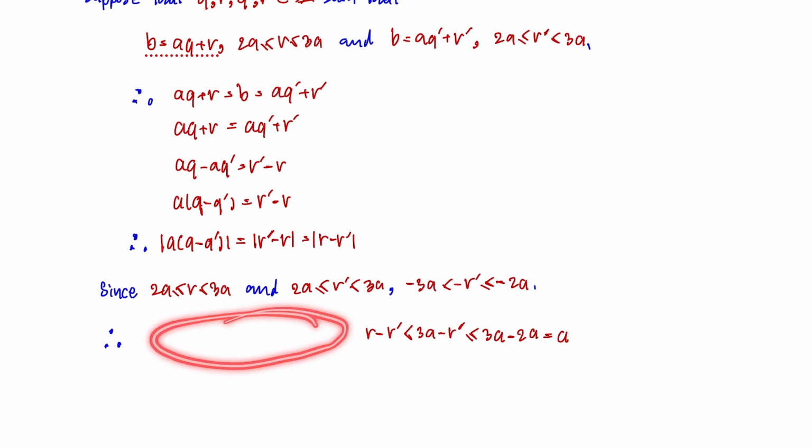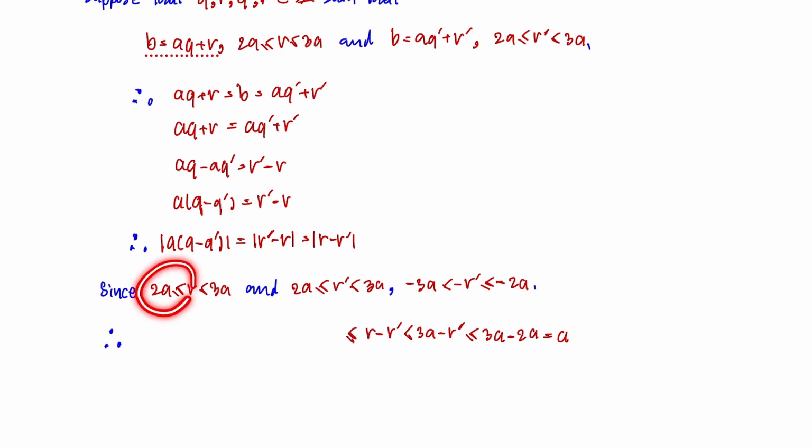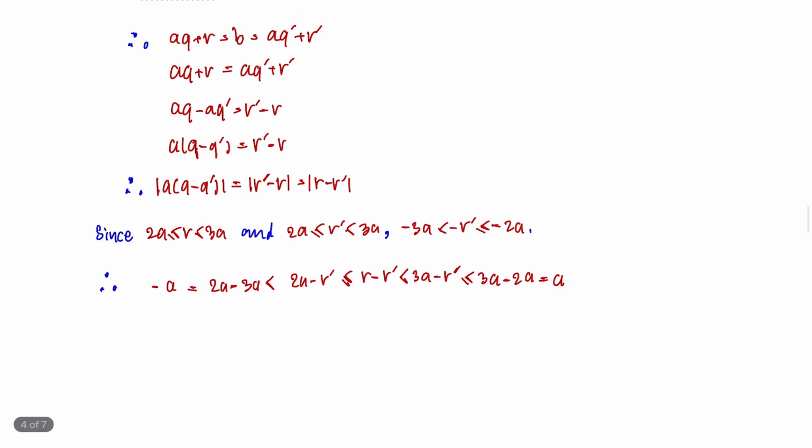What about on the other side? R is greater than or equal to 2A, so we're gonna have 2A minus R prime, and minus R prime is greater than minus 3A, so it's going to be 2A minus 3A, which is minus A. Okay, so this means that we have minus A less than R minus R prime less than A. This means that we can have the absolute value of R minus R prime less than the absolute value of A, and it must be greater than or equal to 0, because this is an absolute value.